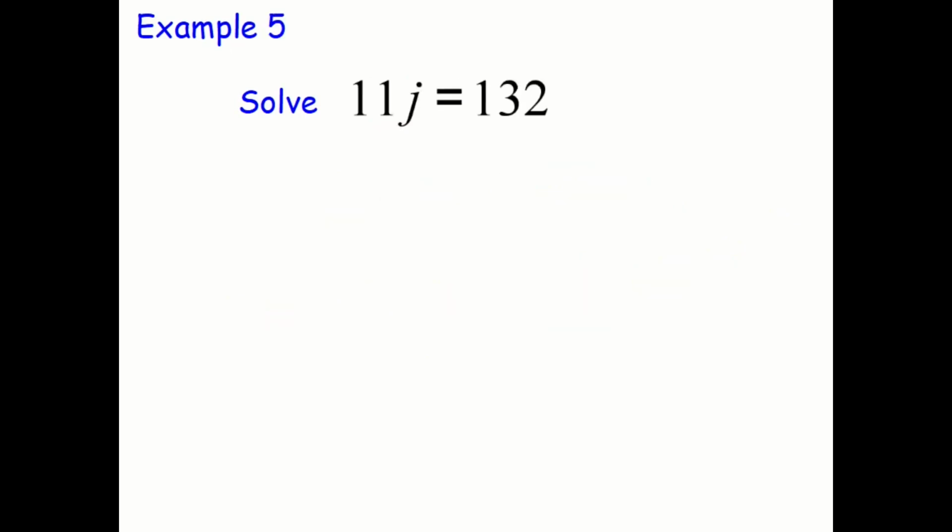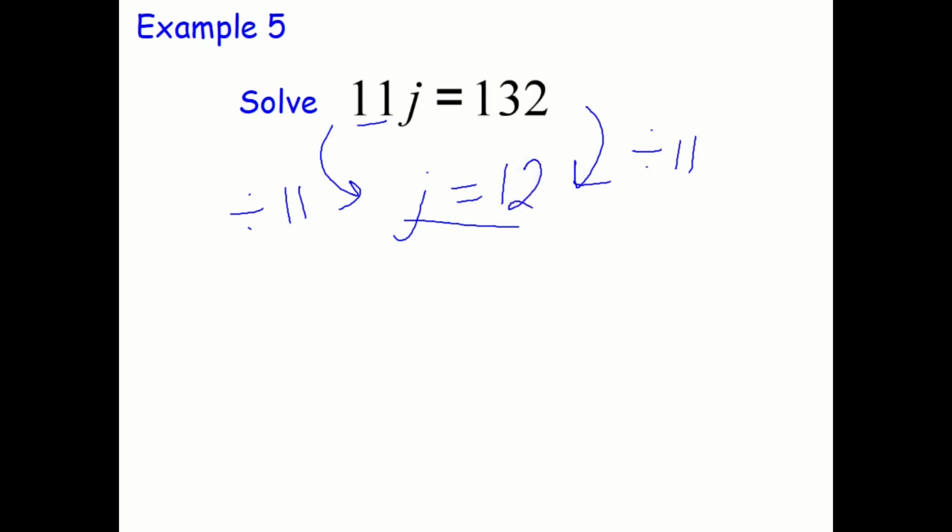Example 5. To get j on its own, if I've got a number attached to it, remember that means 11 times j. To undo that, I divide by 11. Whatever I do to one side, I must do to the other. And I get j is equal to 12.